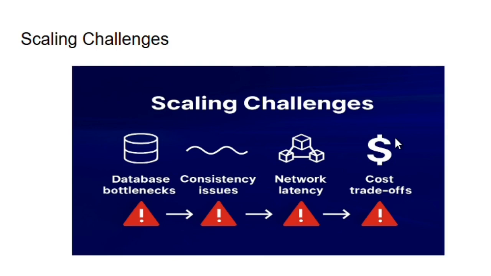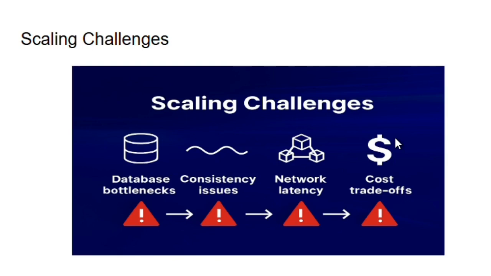Scaling sounds easy, just add more servers, right? But in reality, it comes with some serious challenges. First, database bottlenecks. As traffic grows, your database can quickly become the slowest part of the system. Slow queries, inefficient indexes, or write locks can bring everything to a crawl. That's why we use techniques like read replicas, caching, and sharding to spread the load.